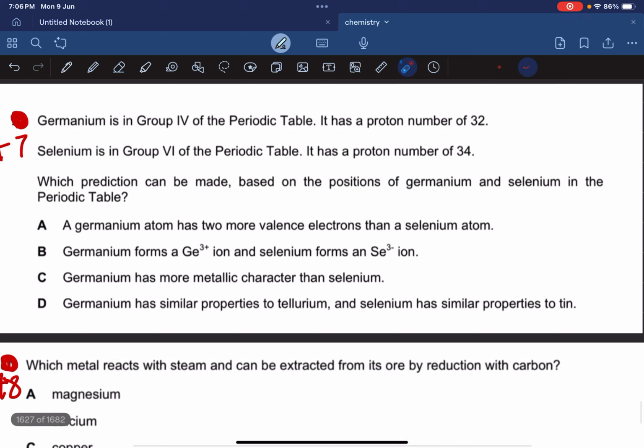Germanium is in group IV. What is IV? IV means 4. Of the periodic table, it has a proton number of 32.